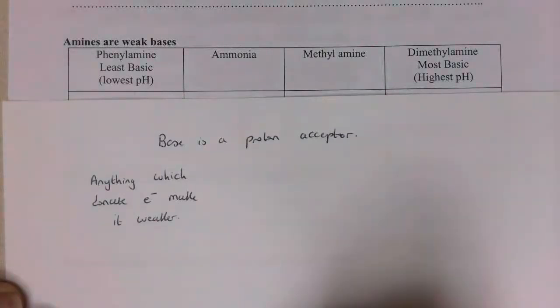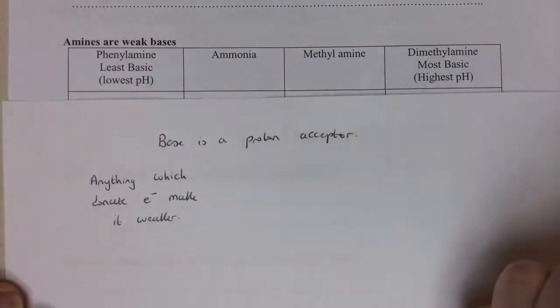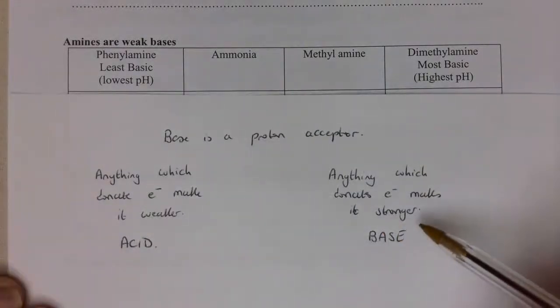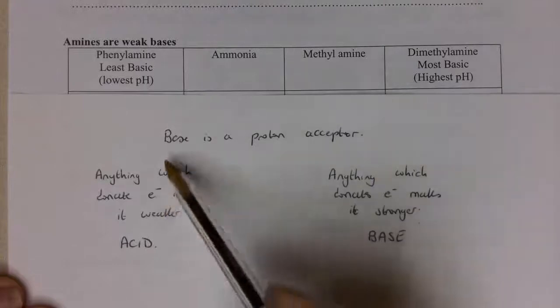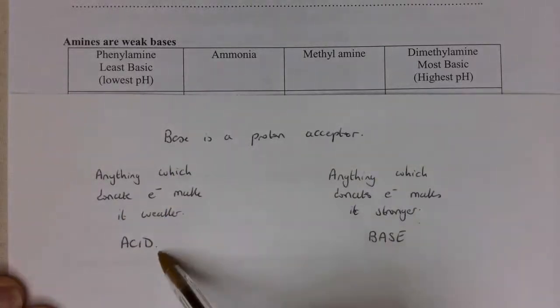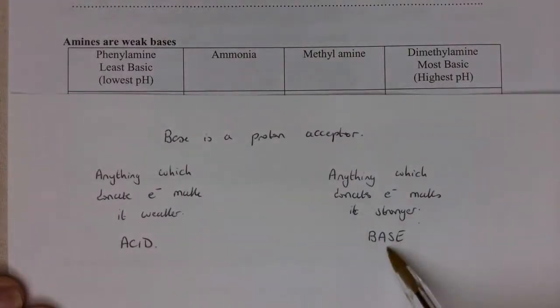But that's for an acid. For a base, it's the exact opposite. Anything which donates electrons will make it stronger. So anything which donates electrons makes it a stronger base. Anything which donates electrons makes it a weaker acid. You have to think of these in pairs. Remember, this is why we have acid-base conjugate pairs. So an acid is a proton donor, a base is a proton acceptor.